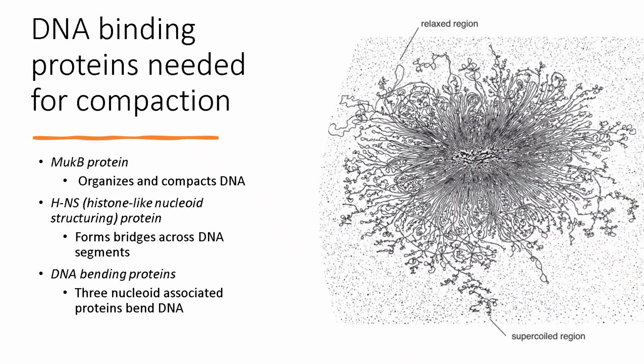Several DNA-binding proteins assist in DNA compaction within bacterial cells. MUC helps organize and compact the DNA, while HNS proteins form bridges across DNA segments. Additionally, free nucleoid-associated proteins contribute by bending the DNA. Together, these proteins ensure that bacterial DNA is efficiently packaged and structurally maintained.